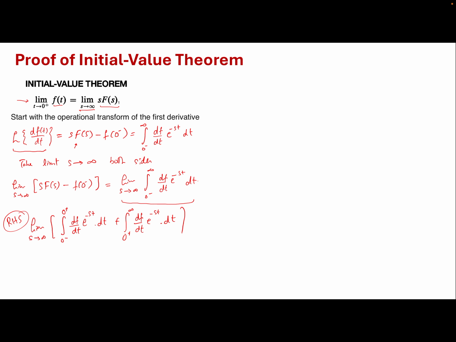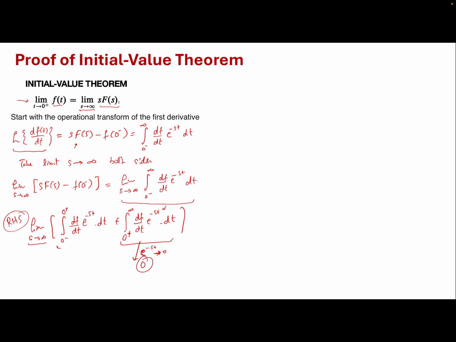Why I did that is going to become very clear shortly, because if you look at this part, it is 0+ to infinity. Since s is approaching infinity, it is going to make e raised to the power minus st go to 0. When e raised to the power minus st approaches 0, it gets multiplied with whatever the derivative is, which should make the whole thing 0. So this entire thing is going to come out to be 0.